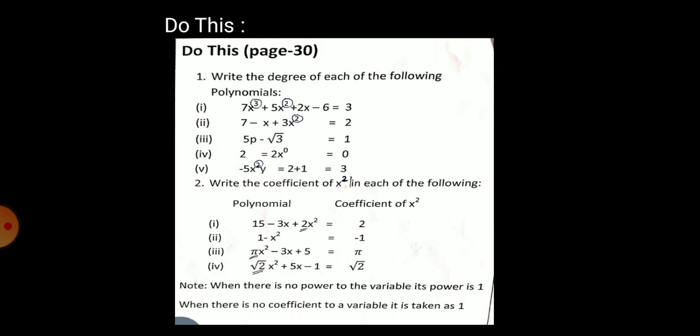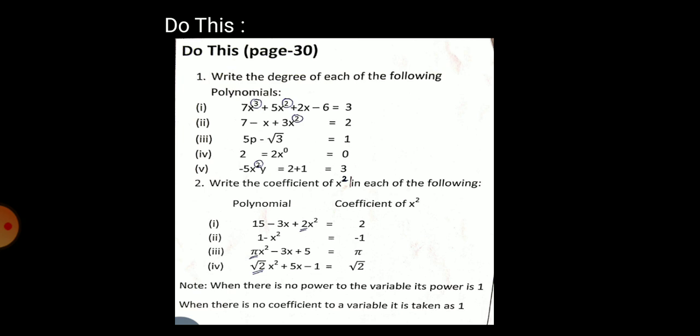Now, let us see some problems given in your exercise. 7x cube, 5y plus 5x square plus 2x minus 6. So, here the exponents are 3, 2, 1 and 0. Which is greatest among that? 3. So the degree of the first polynomial is 3, second one is 2, third one is 1, fourth one is 0 and fifth one is 3 because the fifth one is a monomial. In a monomial, we add the powers. x is having the power 2 and y is having the power 1. 2 plus 1 is 3.